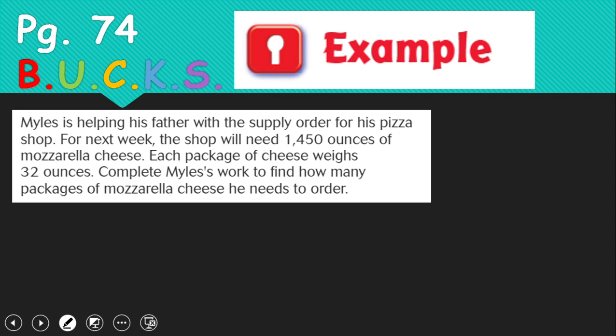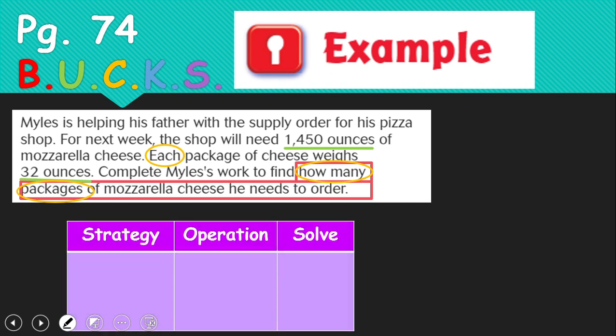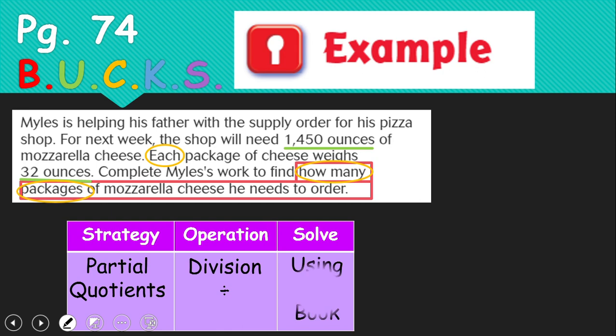All right, so let's go ahead and buck. So what's our question? How many packages of mozzarella cheese does he need to order? Okay, good, very nice. We need to figure out packages of cheese. Then we're going to underline 1,450 ounces, that's how much they need for the next week. And each package is 32 ounces. Then we're going to circle important information, which states each, packages, how many. This all tells us that we're going to need the strategy of partial quotient, because that's what we're working on. We're going to divide.